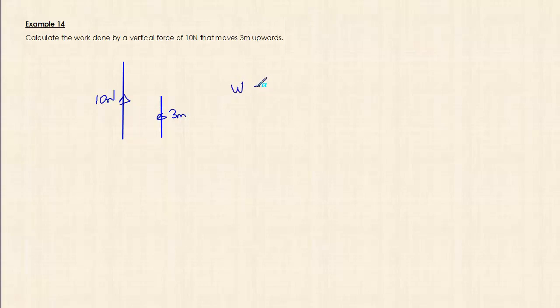So the work done is equal to the force dot the displacement. So that's the magnitude of the force times the magnitude of the displacement times the cosine of the angle between them. So that's 10 times 3 times the cosine of 0, because they're in the same direction. Cosine of 0 is 1, so this is 30 joules.